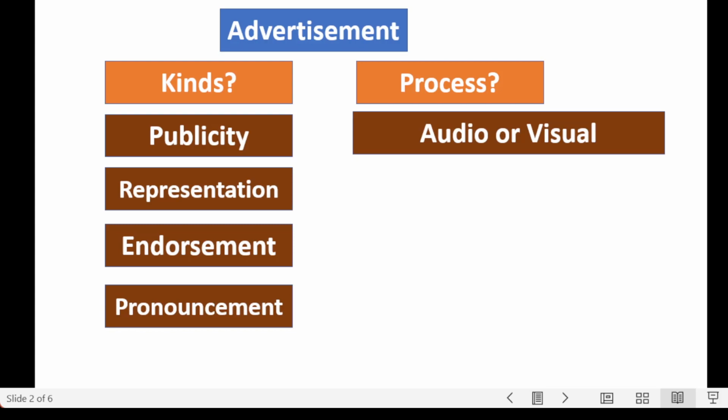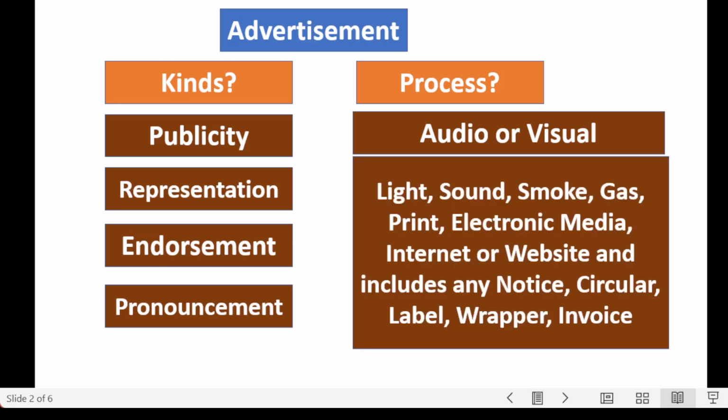That is how it is communicated. It can be audio, visual, or both, audio visual communication. That's the process adopted. Now how it is communicated, the different methods that are recognized by law: a communication by using light, sound, smoke, gas, print, electronic media, internet, website. These are the different ways of communicating it, and very importantly and interestingly, it includes notice, circular, label, wrapper, and even an invoice.